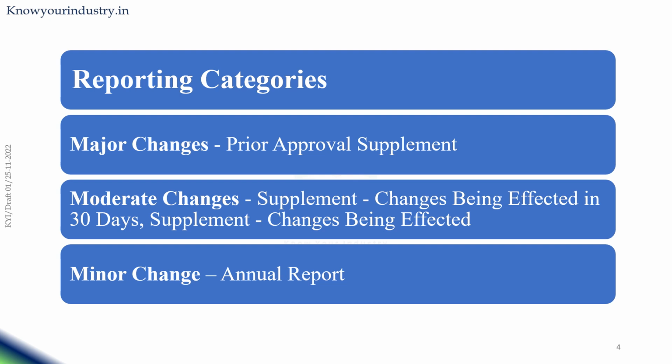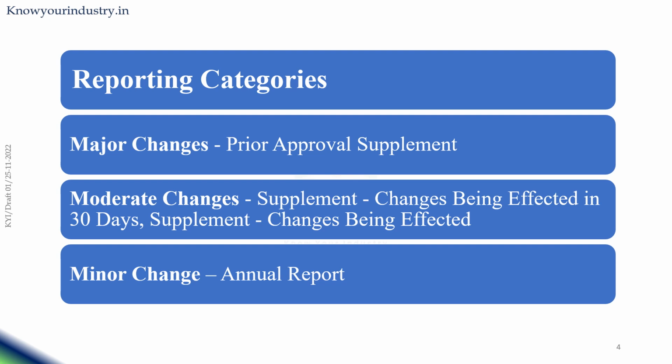Then coming to minor changes. Minor changes we report in the form of an annual report. If there is a move to a different manufacturing site for labeling, or a move to a different manufacturing site for secondary packaging, these changes come under annual report. These are minor changes and we can report all of them under annual report.